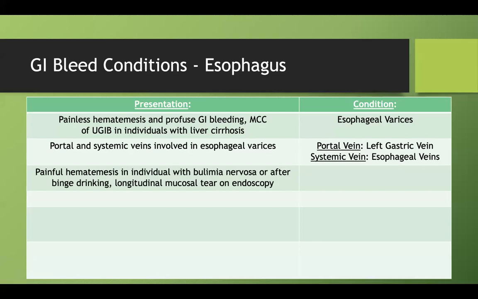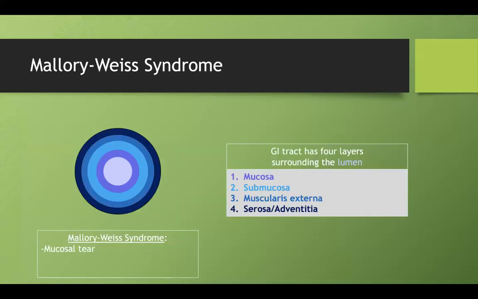What if you find somebody with painful hematemesis and somebody who either has bulimia nervosa or has been binge drinking? And if you do an endoscopy, you'll find a longitudinal mucosal tear. So now we're talking about Mallory-Weiss syndrome. And here's Mallory-Weiss. If we have our lumen, it'll be a longitudinal mucosal tear, and it won't be a full transmural tear.